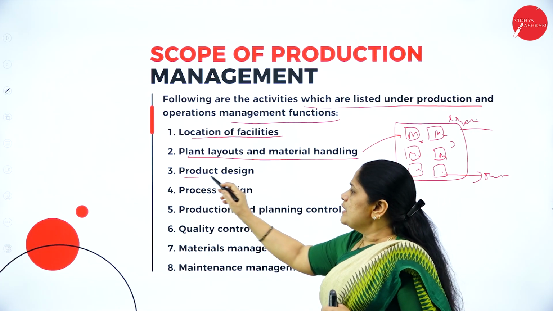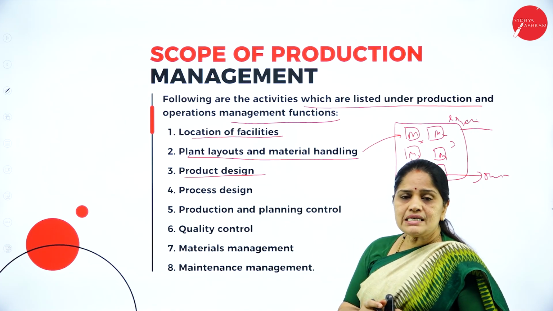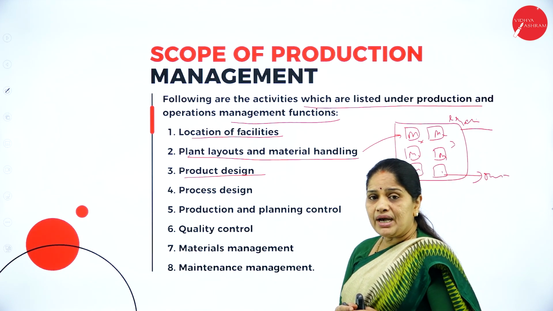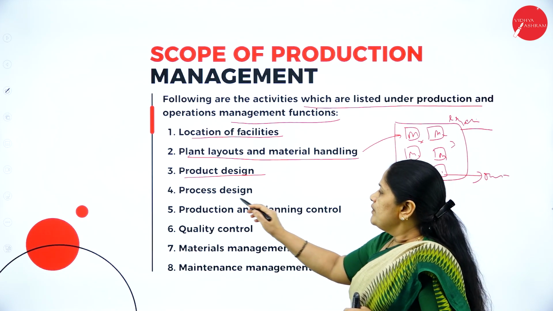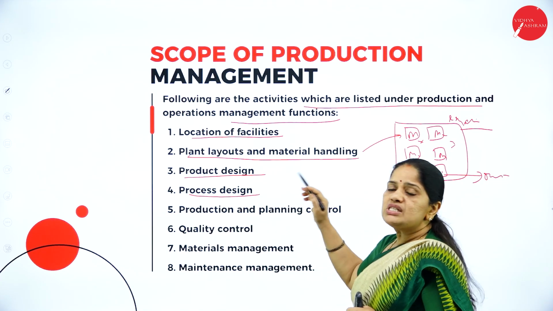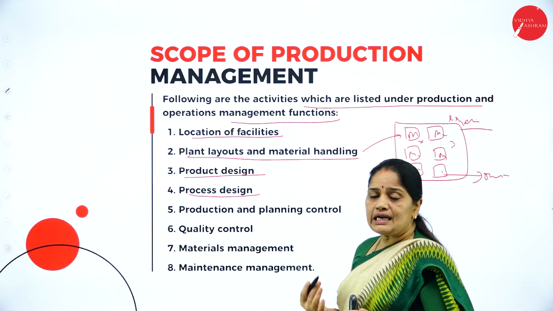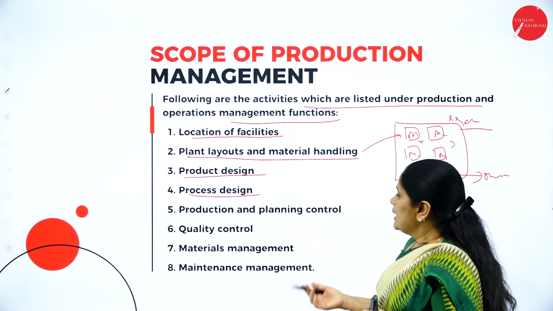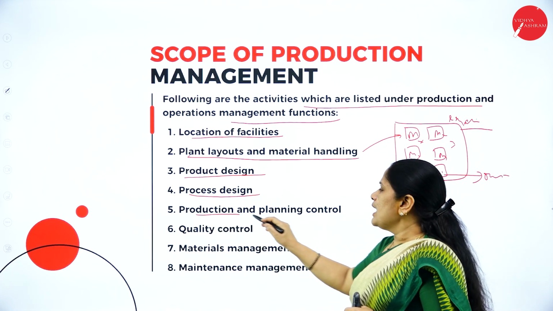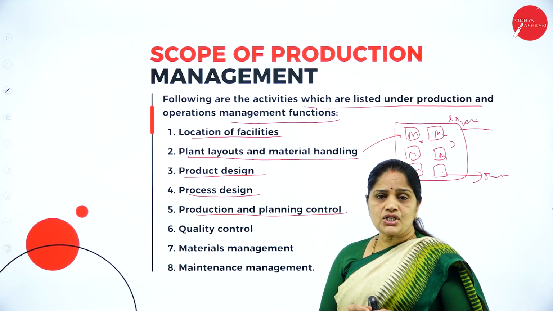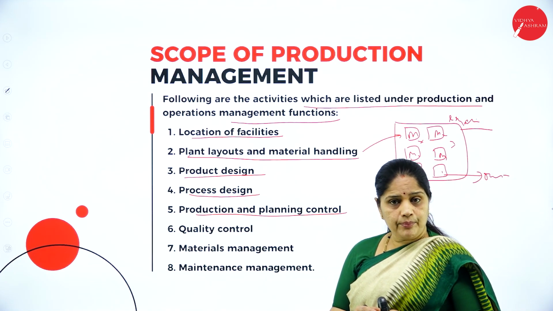Then we have the product design. Now what is this product design? What is the design of the product you are manufacturing? Then we have to think about the process design. So what is the process which the raw material is undergoing? Then next will be production planning and control. So how do you plan for the production? How do you control the production?